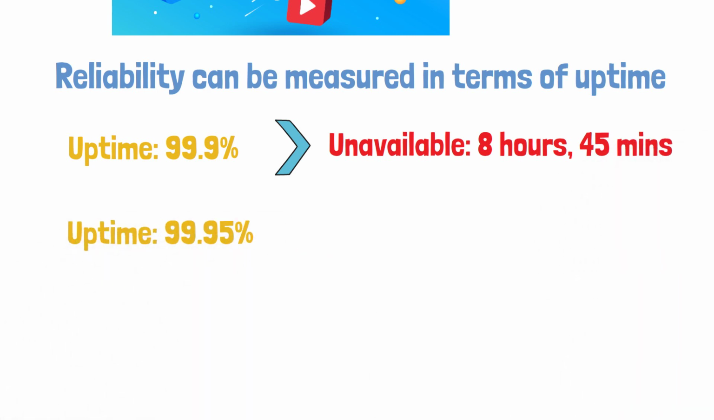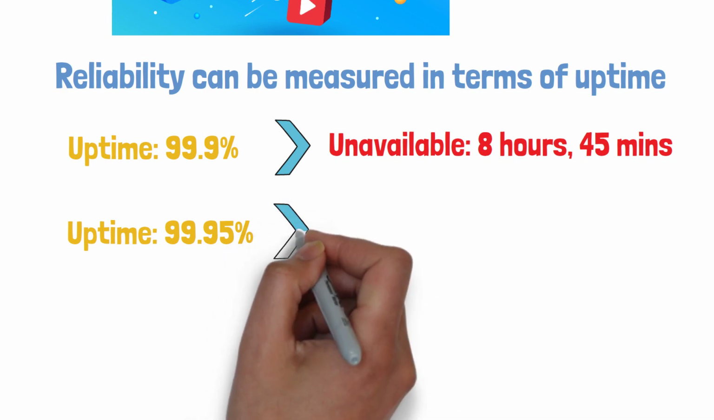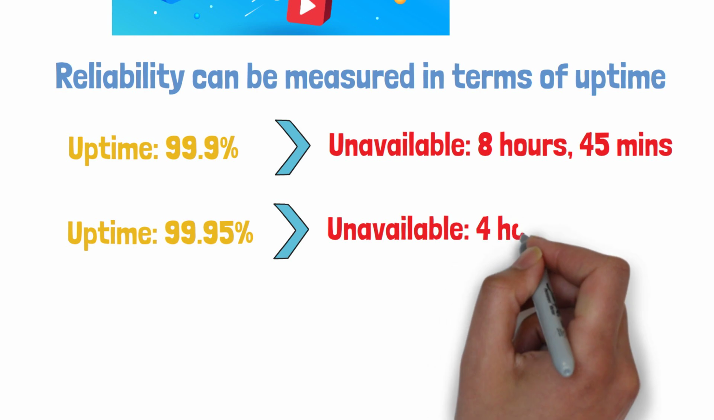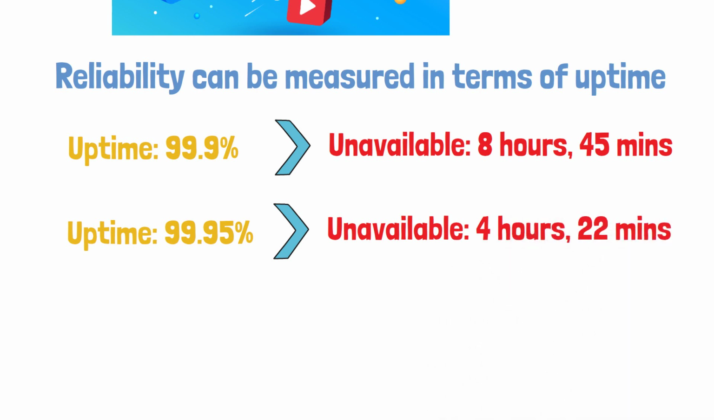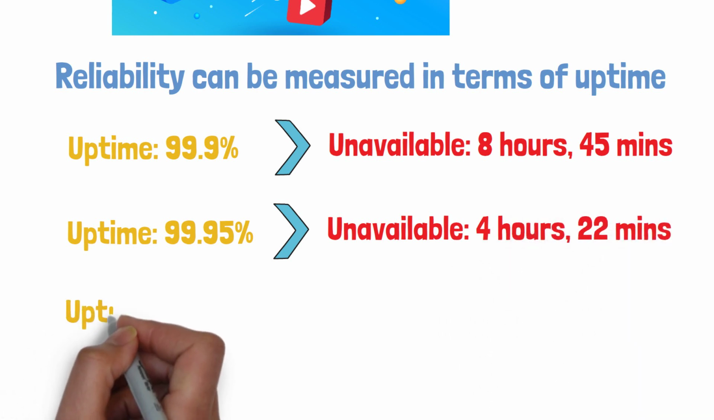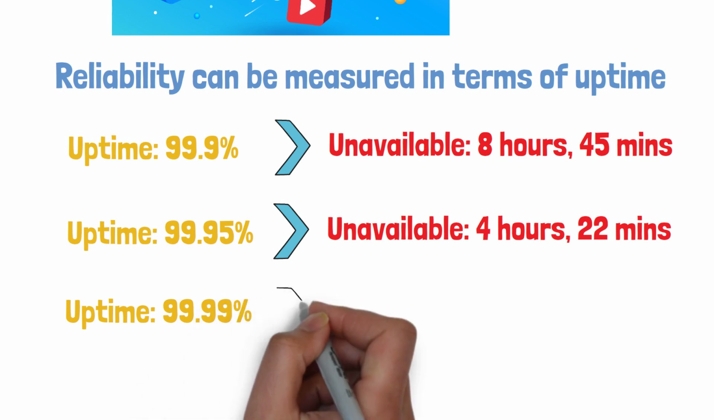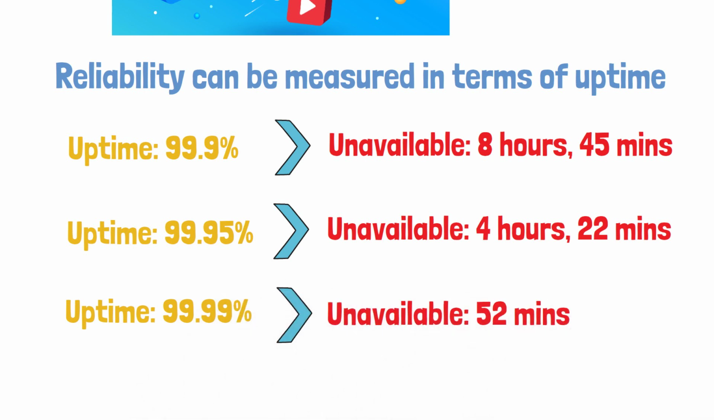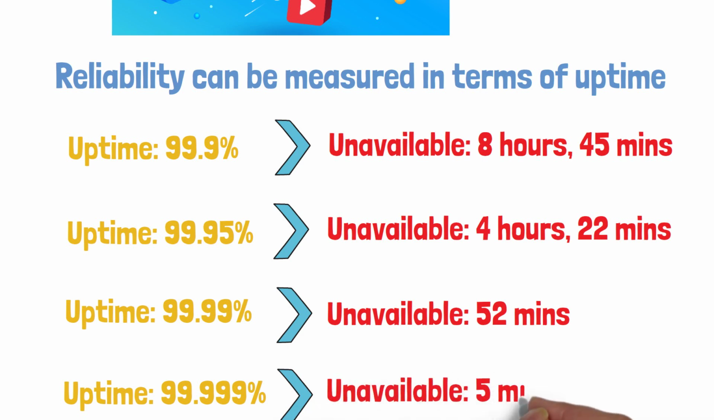Similarly, uptime of 99.95% will be unavailable for 4 hours and 22 minutes each year. An uptime of 99.99% will be unavailable for 52 minutes each year. And uptime of 99.999% will be unavailable for 5 minutes each year.